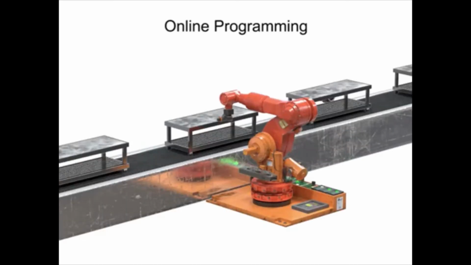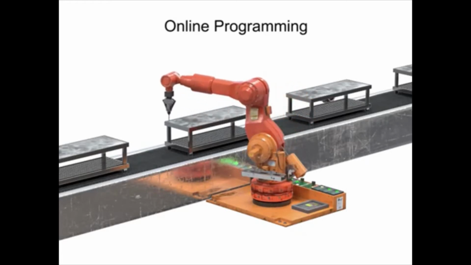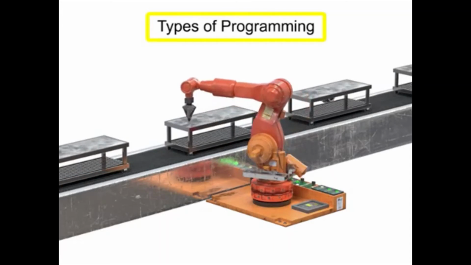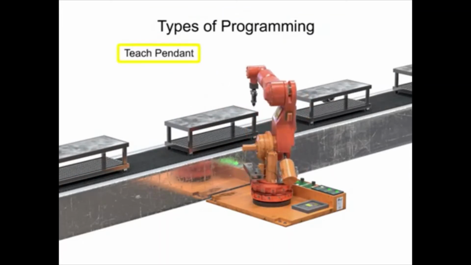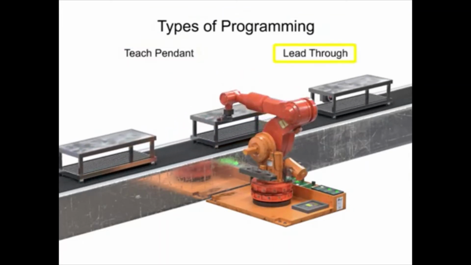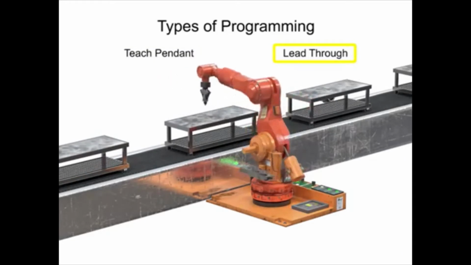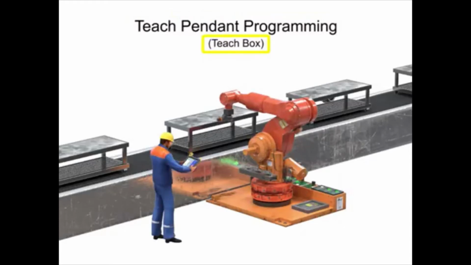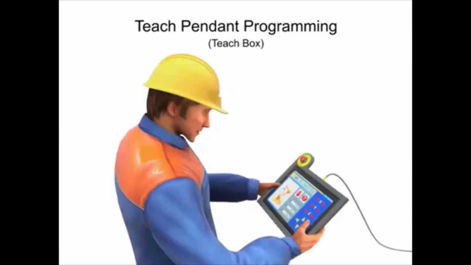Online programming occurs when the robot is online or in an operational mode. The two types of programming we will discuss here are teach-pendant programming and lead-through programming. A teach-pendant, also called a teach box, is a handheld control and programming unit connected to the robot via a cable. Teach pendants can be touchscreen, keyboard, joystick, or other computer interface.